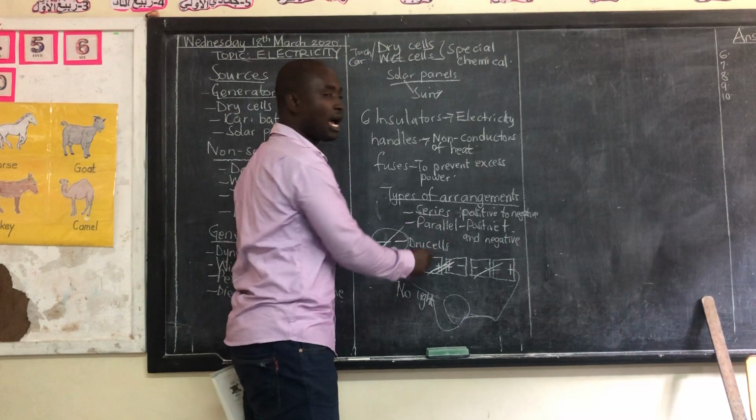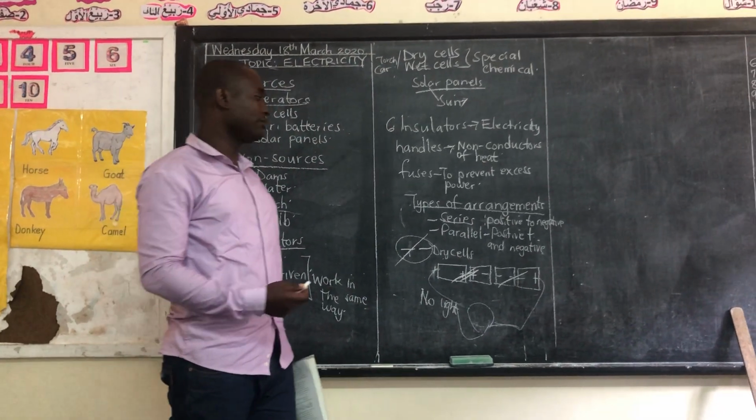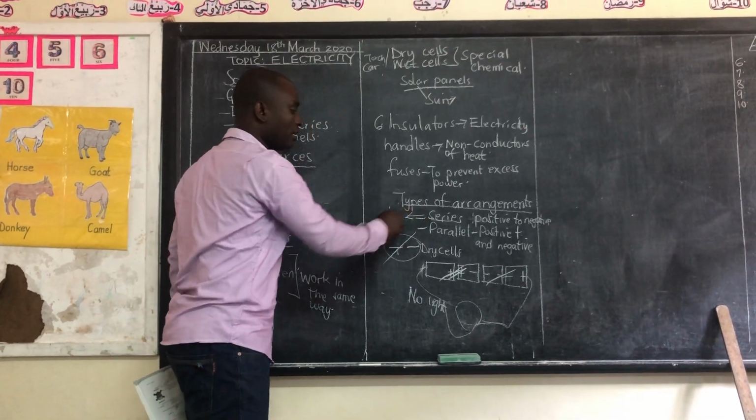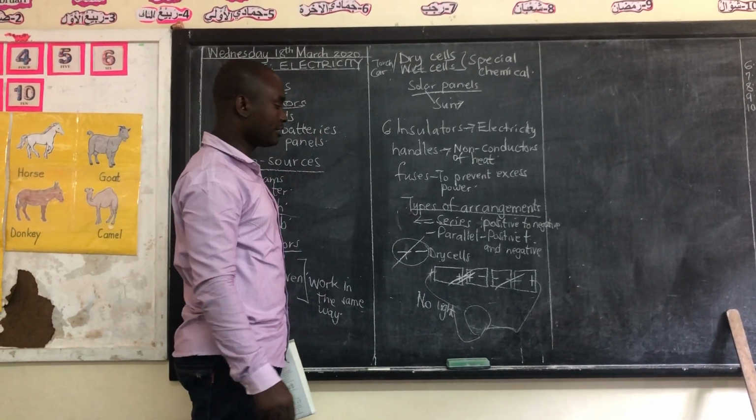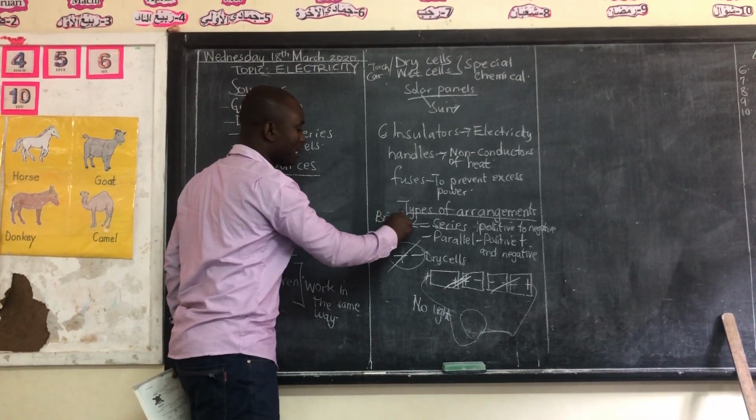In series, we have negative to positive or positive to negative. Series is the best way to connect our dry cells. This one makes the bulb very bright.